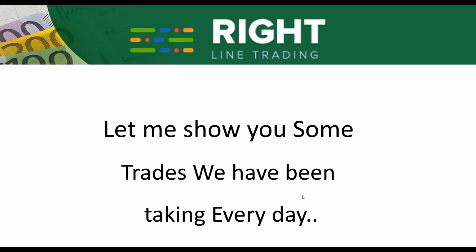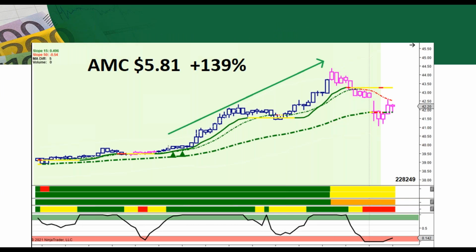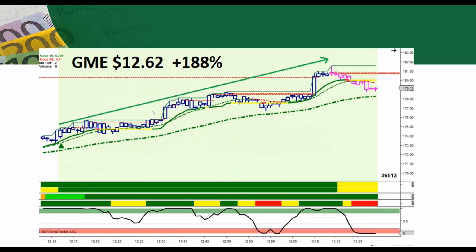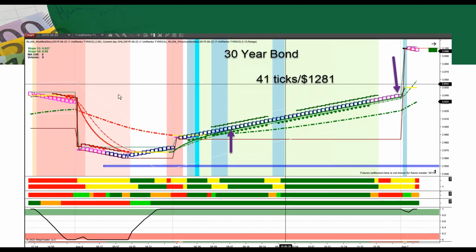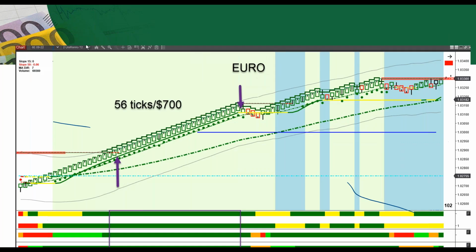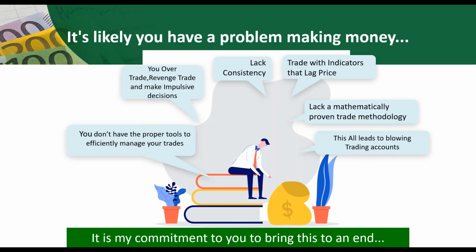Before we get into that, I'll show you just a few trades we've taken. So this was an options trade on AMC for 139%. This is another options trade on GME for 188%. Here's a trade on 30-year bonds for 41 ticks at 31.25 a tick is $1,281. Here's one on the euro currency.